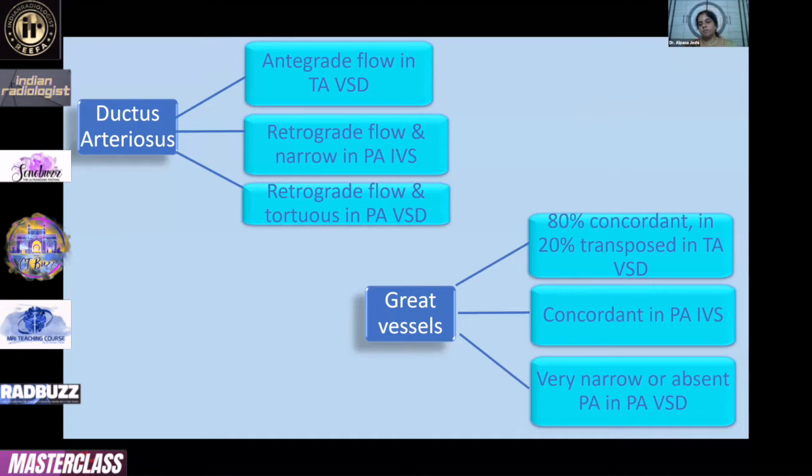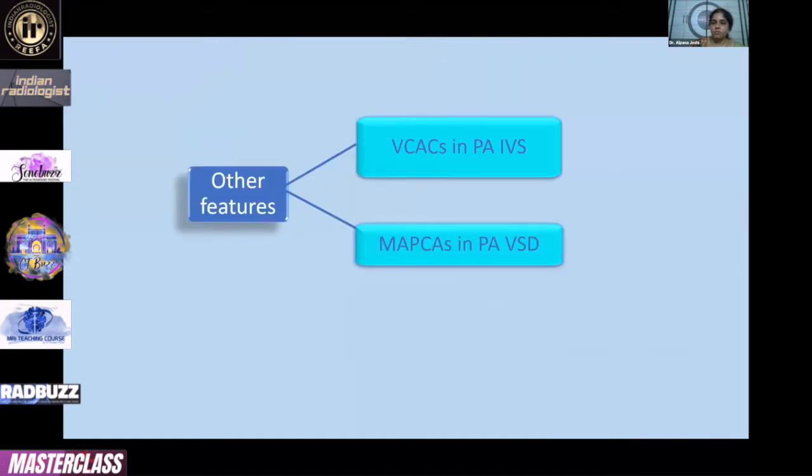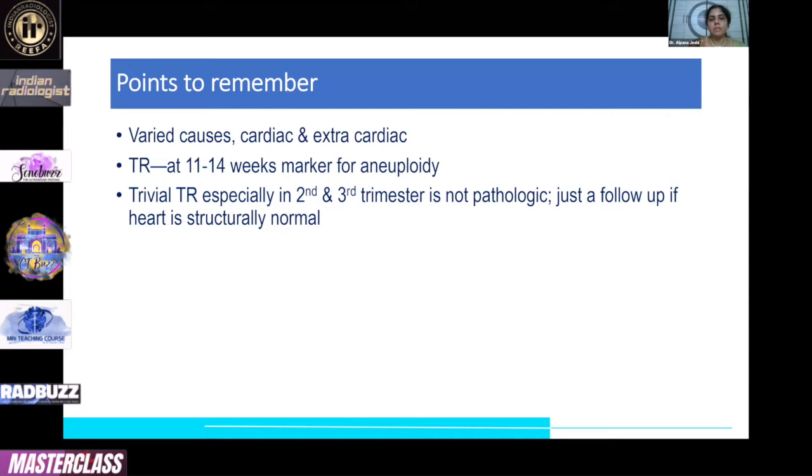And great vessels, of course, we saw that they're concordant in 80% of time in TAVSD, 20% it may be transposed, and so on and so forth. So at each level, you will have clues and you can diagnose these conditions better. There are other characteristic features like VCACs in PIVS and MAPCAs in PAVSD.